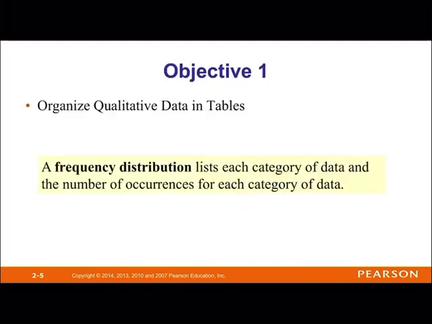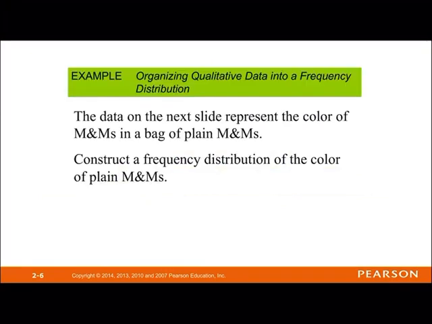So objective number 1, we want to organize qualitative data into tables. This you may have seen in algebra before as well. A frequency distribution lists each category of data and the number of occurrences for each category of data. Okay, for example, the data on the next slide represents the color of M&Ms in a bag of plain M&Ms. We want to construct a frequency distribution of the color of the plain M&Ms.